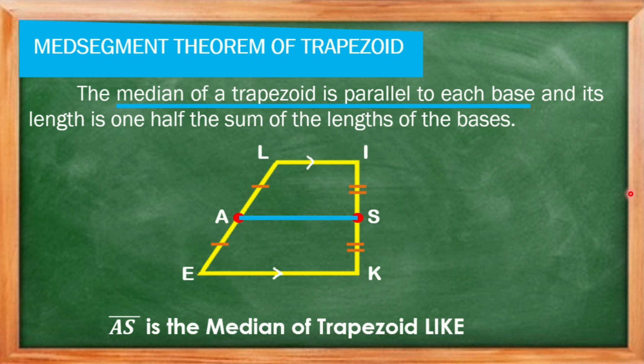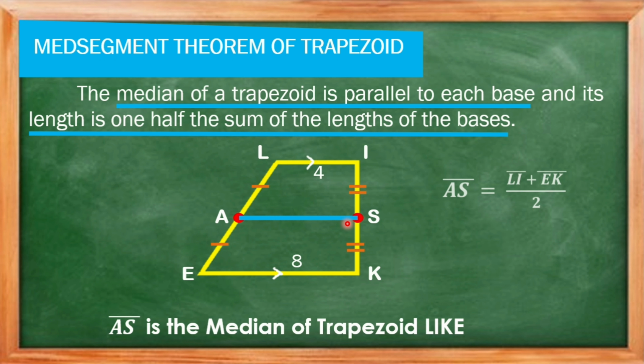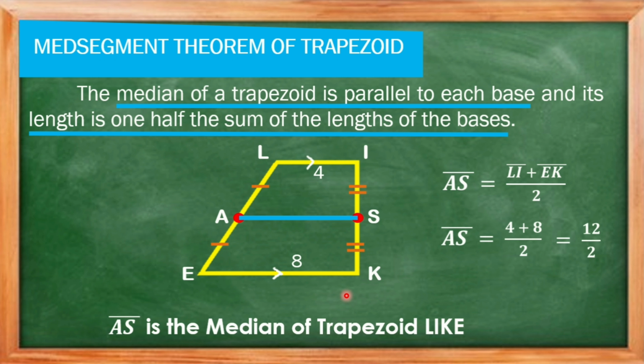And in the definition of the mid-segment theorem of a trapezoid, the length of this median or mid-segment is half the sum of the lengths of the bases. So for example, ito ay 4, tapos itong isang base niya naman ay 8. To know the length of median AS, ito yung magiging formula niya. AS is equal to the sum of LI and EK divided by 2. In this example, ang sukat ng LI ay 4, ang EK ay 8, and then divided by 2, so we have 12 divided by 2, AS is equal to 6. So, therefore, ang median natin ay 6.